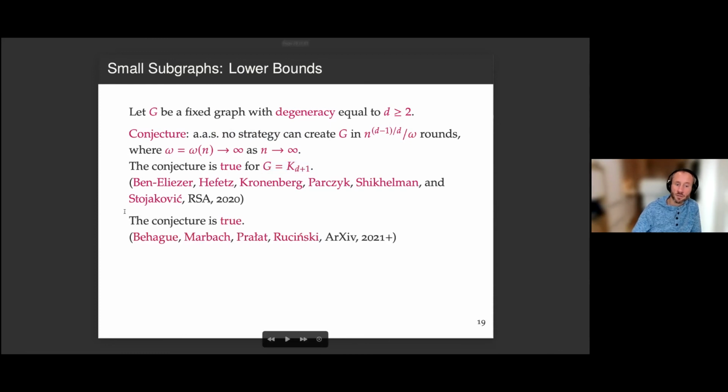So with a different group of people, with my postdocs, Natalie and Trent, and also Andrzej Rucinski, I think we met at some point in Barbados, and I mentioned this problem to him and he liked it. So we did this together.